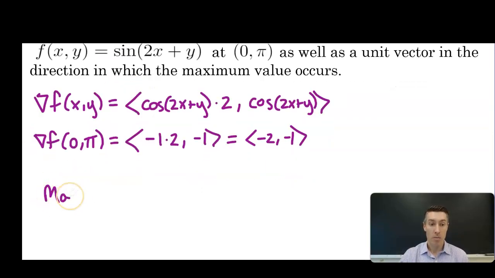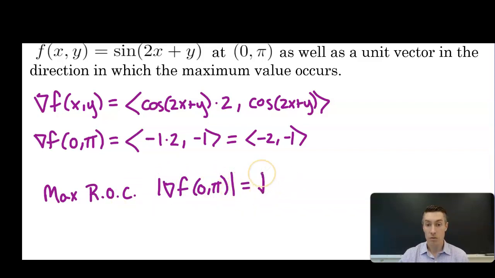So the maximum rate of change is going to be the magnitude of the gradient at 0, pi. So that's the square root of -2 squared plus -1 squared, which is the square root of 5. So the maximum rate of change that we can get moving in any direction from the point 0, pi should be the square root of 5. So just so you know, if we got a rate of change of 10, we know we did something wrong because the maximum rate of change that we should be finding is the square root of 5.